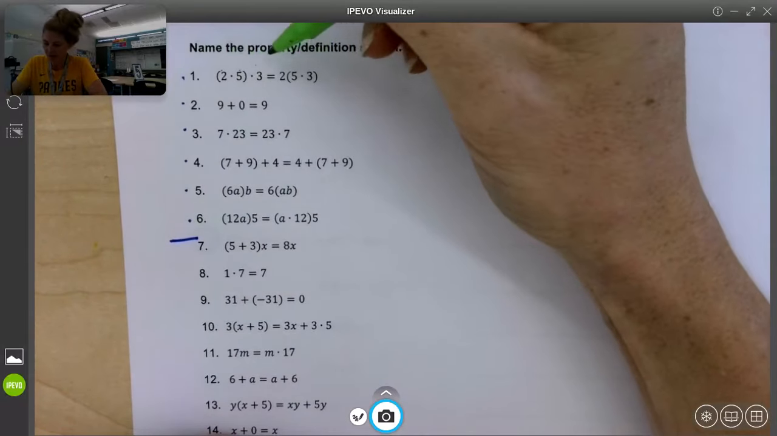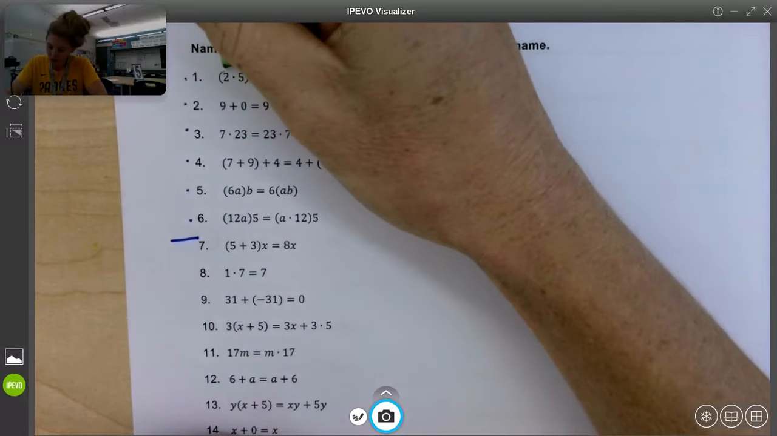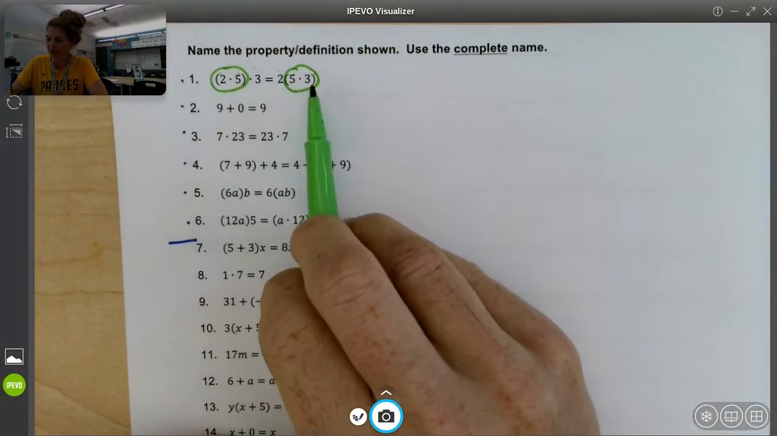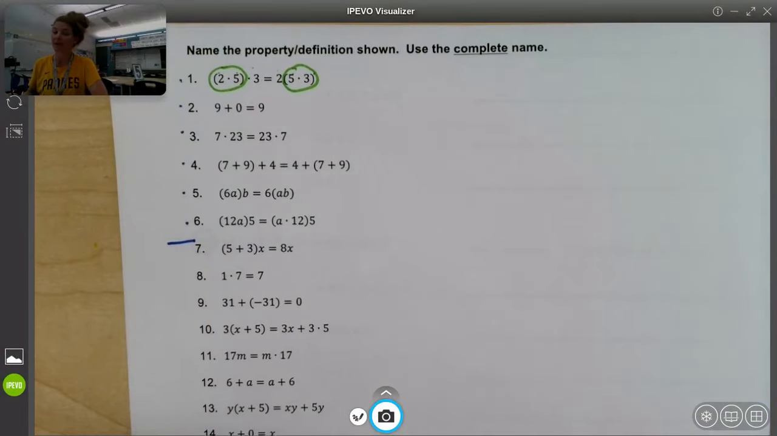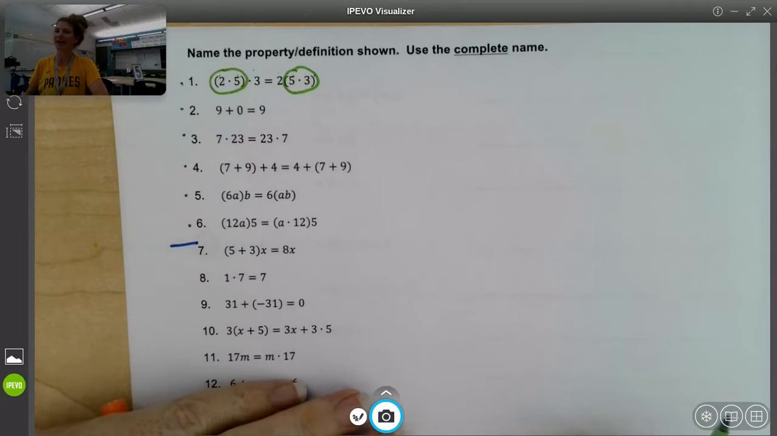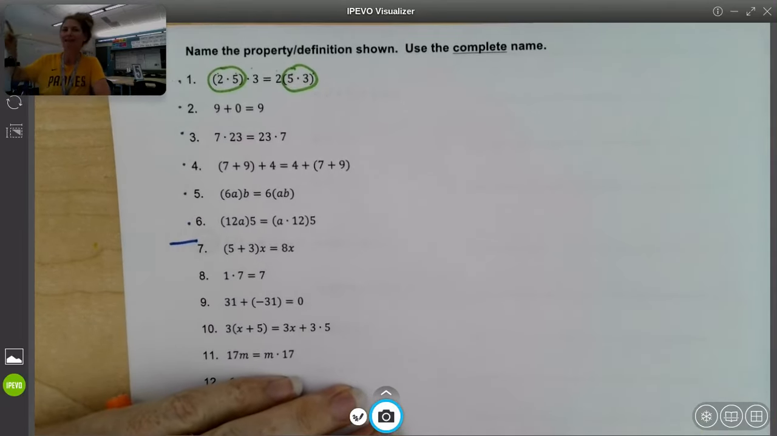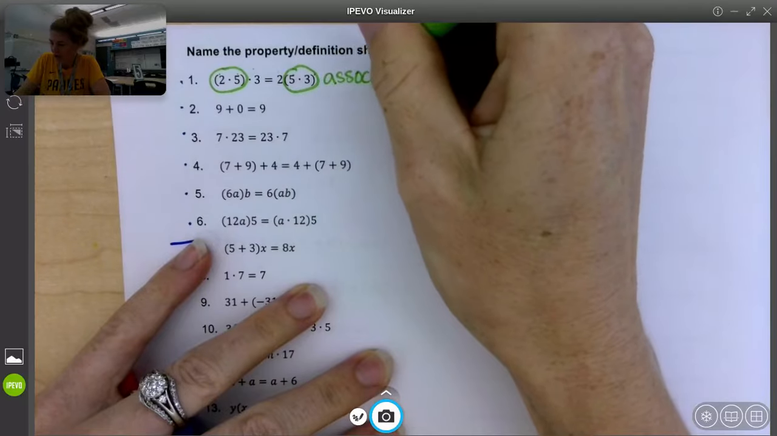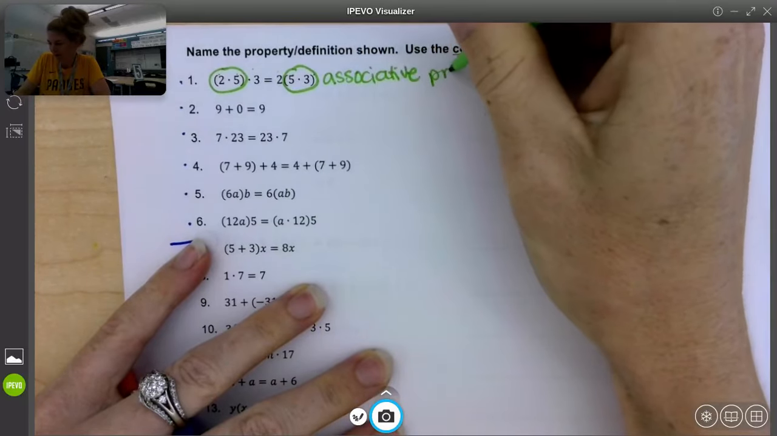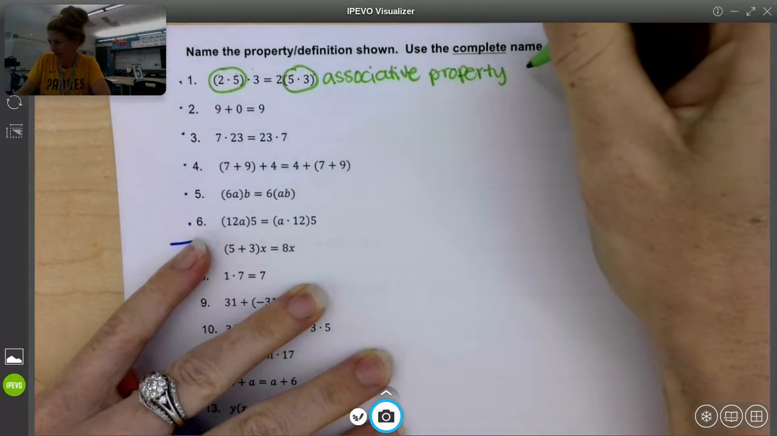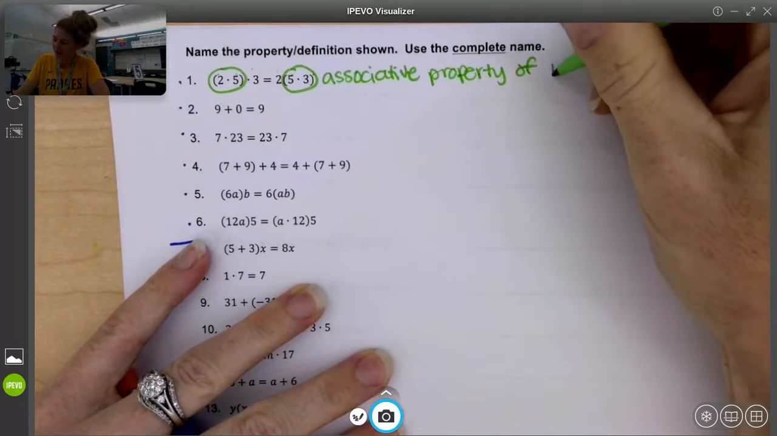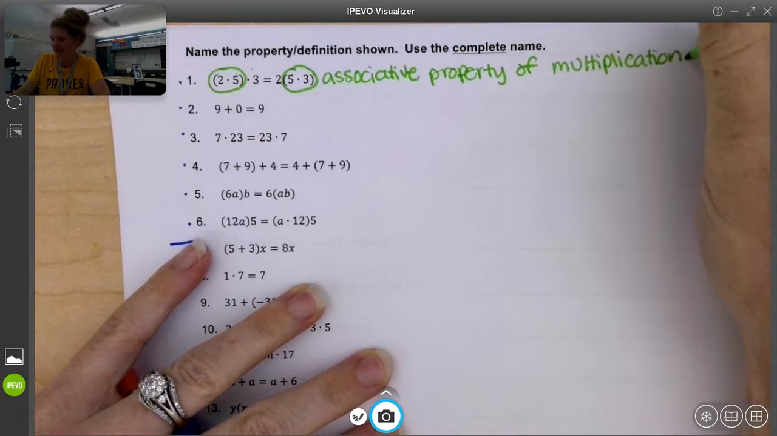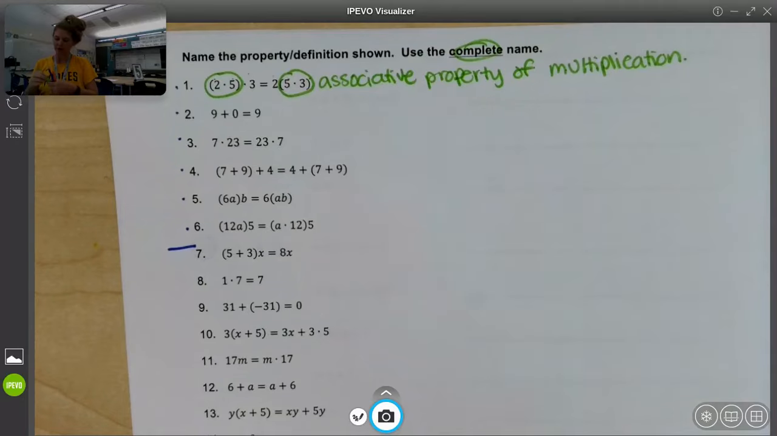So notice I have 253 and 253, but what changed is the parentheses around the numbers. The numbers did not move, but the parentheses did. So which property is that? That's right. Associative property has S's and C's. That's what moves those parentheses. So this is the associative property of, because they're all multiplying, multiplication. And it says to use the complete name, and we follow our directions around here.